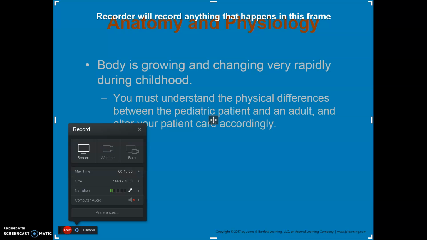So this is chapter 34, recording 2, Anatomy and Physiology. The body is growing and changing rapidly during childhood. You must understand the physical differences between children and adults and alter your patient care accordingly.